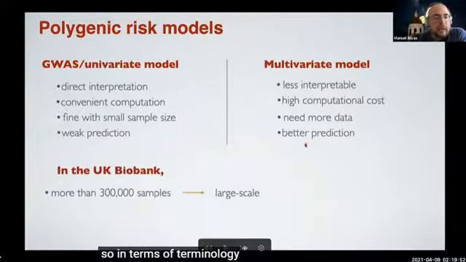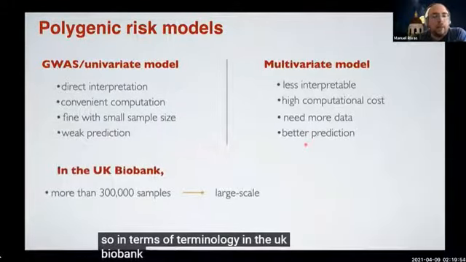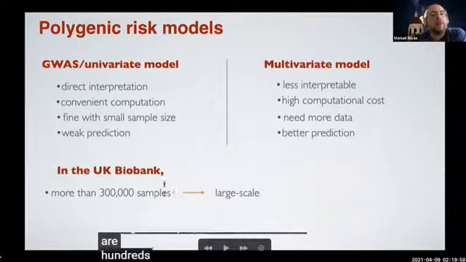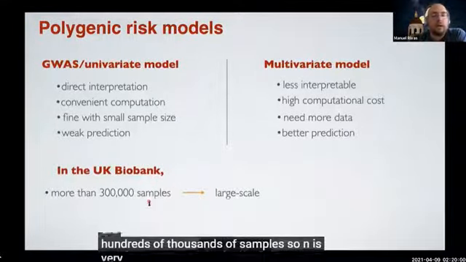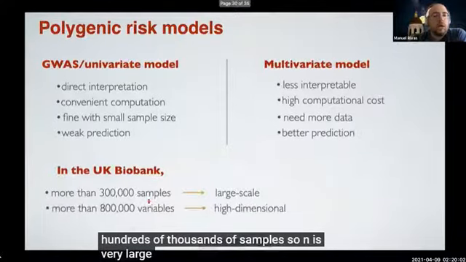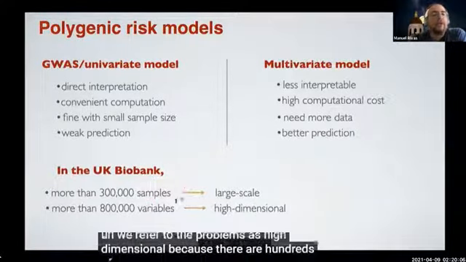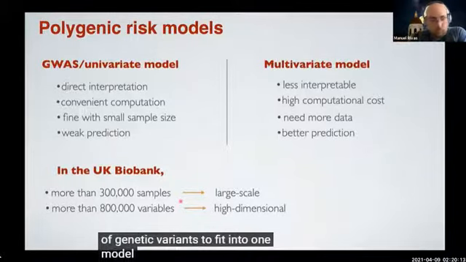So in terms of terminology, in the UK Biobank, we refer to these problems as large-scale problems because there are hundreds of thousands of samples, so N is very large. We refer to the problems as high-dimensional because there are hundreds of thousands of variables as well, given that we have hundreds of thousands of genetic variants to fit into one model.